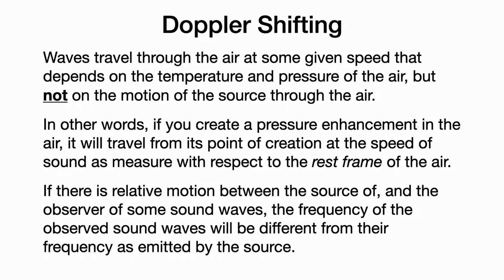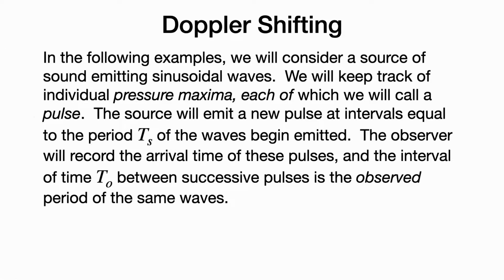If there is relative motion between the source and the observer of some sound waves, the frequency of the observed sound waves will be different from their frequency as emitted by the source. In the following examples, we will consider a source of sound emitting sinusoidal waves. We will keep track of individual pressure maxima, each of which we will call a pulse. The source will emit a new pulse at intervals equal to the period Ts of the waves being emitted. The observer will record the arrival time of these pulses, and the interval of time, To, between successive pulses is the observed period of the same waves.